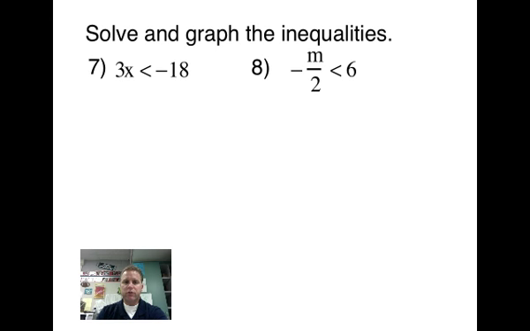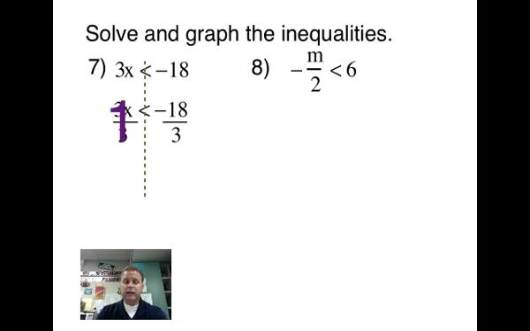Okay, so for number 7 we have 3x less than negative 18. Coefficient means the number in front of the variable. So the coefficient for number 7 is 3. So it's 3 times x less than negative 18. Since they're multiplying by 3, we're going to divide both sides by 3. And that'll give us 1 over 1, or sorry, just 1.